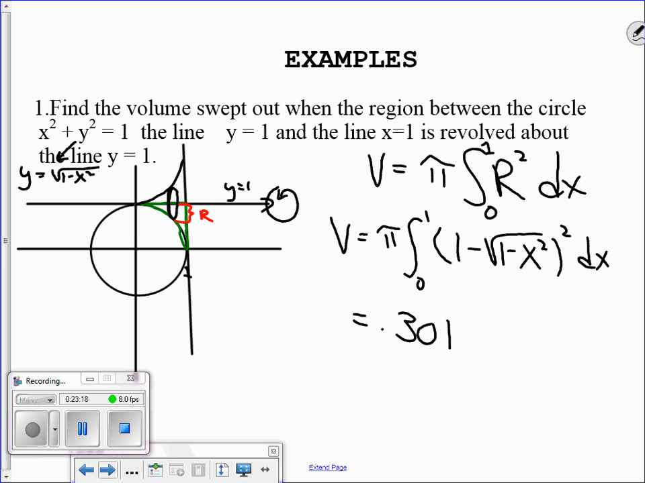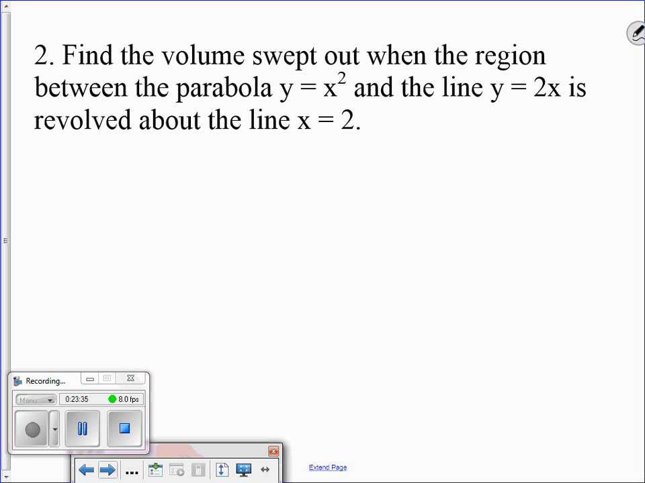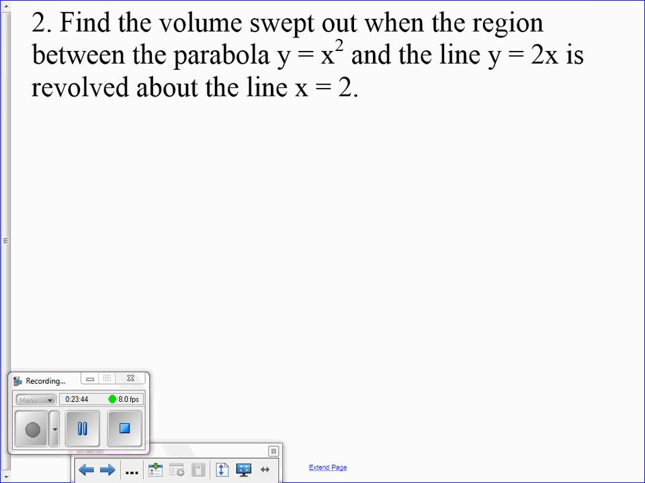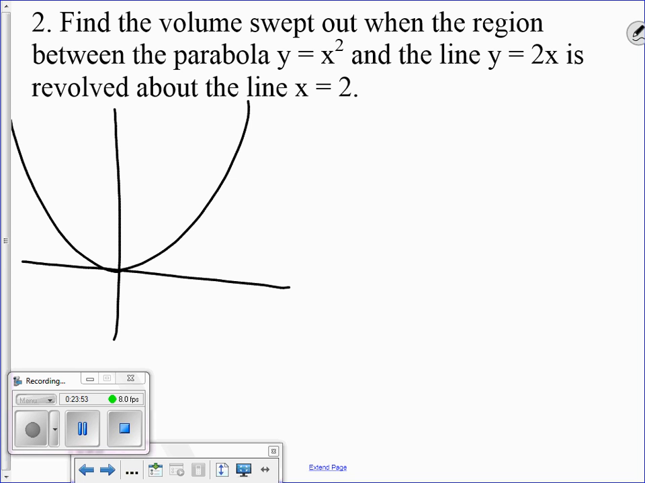Questions on that one? As far as the setup? Can we try another one? So I want to draw, for number 2, let's figure out what region's enclosed, see what line we're going about, and see if it's a disk or a washer. Y equals x squared. We know that one. Y equals 2x. That's just a line with a slope of 2.